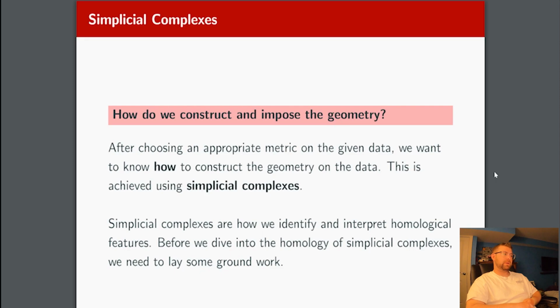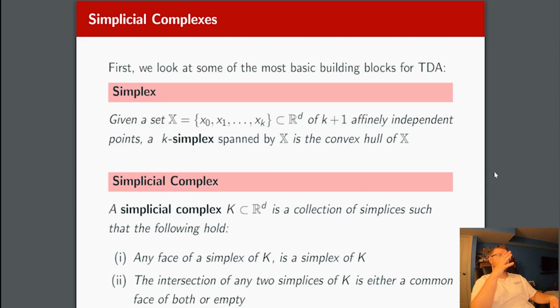But there's a lot of math behind it, so we're going to shift gears a little bit and do an algebraic topology primer, just to look at these simplicial complexes. These are the building blocks of TDA. And so if we have a set of affinely independent points.